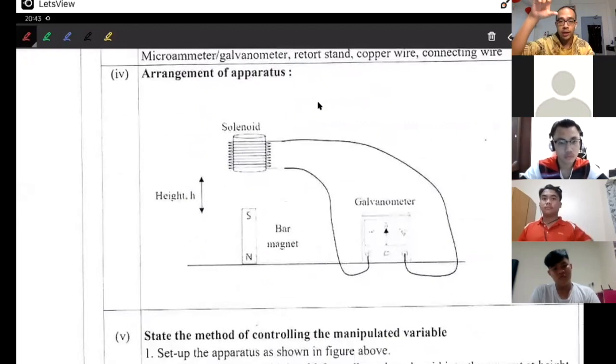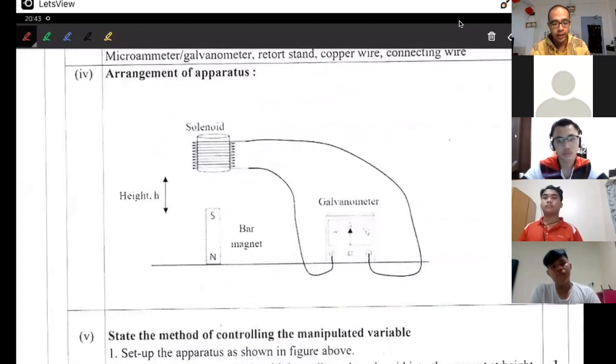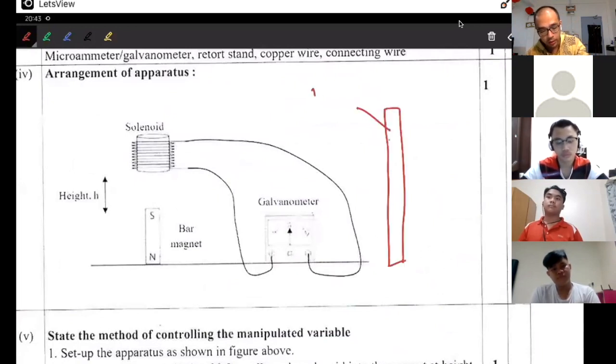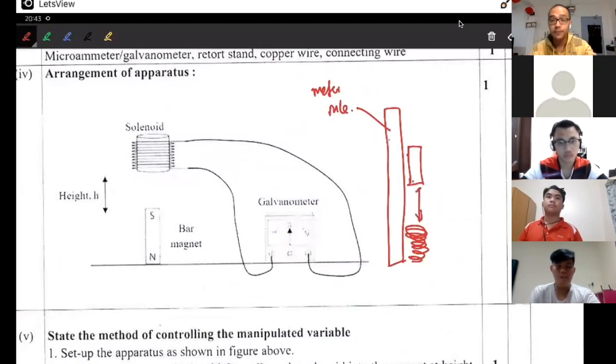Either the solenoid is above and the magnet is below, or you drop the magnet into the solenoid. The usual one is that there is a meter rule over here. Okay, so this is a meter rule. Then you put the solenoid over here, and then the bar magnet over here, and this is the value of H. Okay, so that's the normal one.